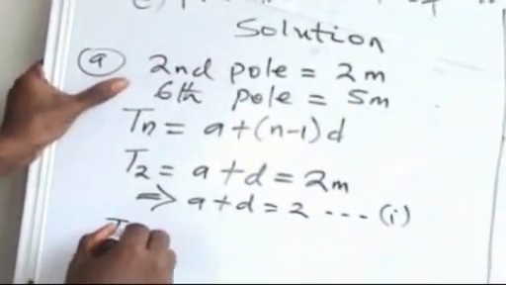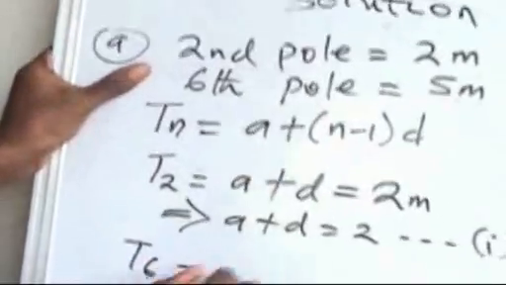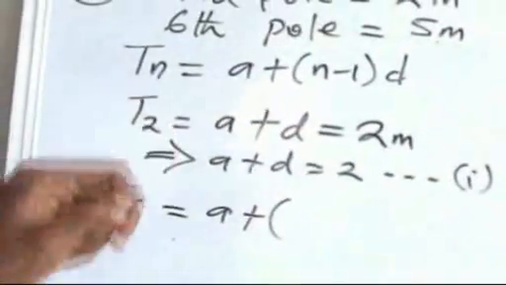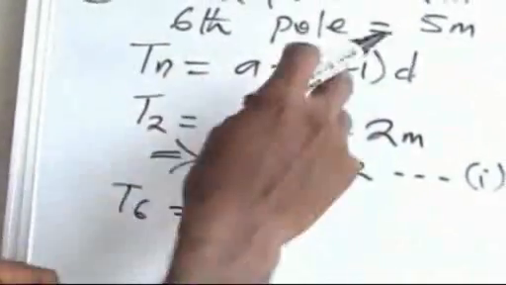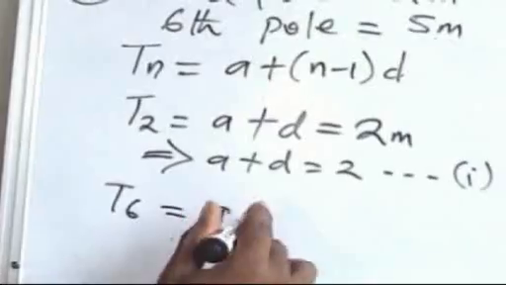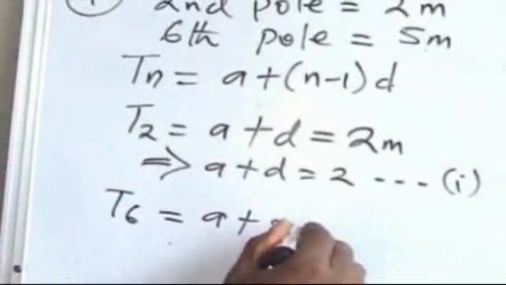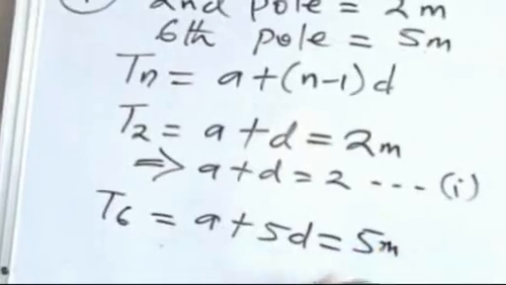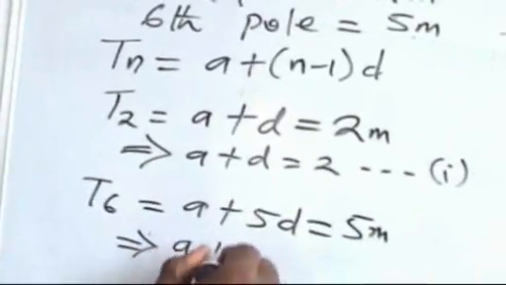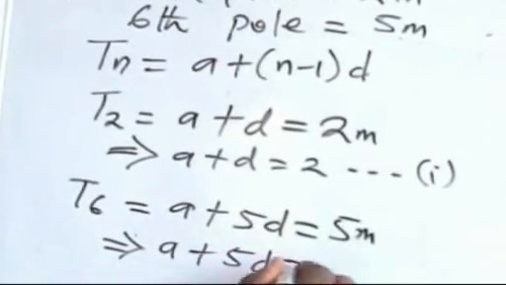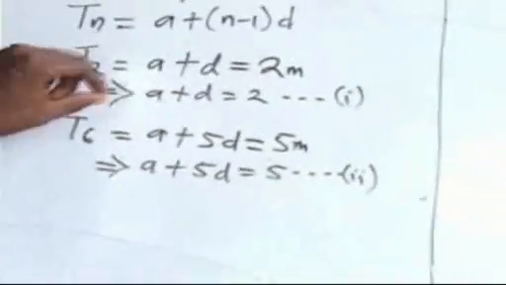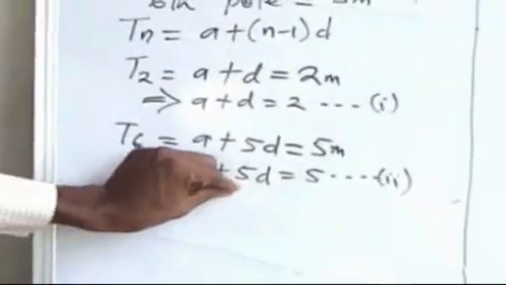Then we'll go back here. T6 is equal to a plus, in this case our n is 6, so 6 minus 1 will have 5. 5 multiplied by d will have 5d, so we'll have T6 is equal to a plus 5d and is equal to 5 meters. This implies that a plus 5d is equal to 5. Call it equation 2. Now from here, we will subtract equation 1 from equation 2.